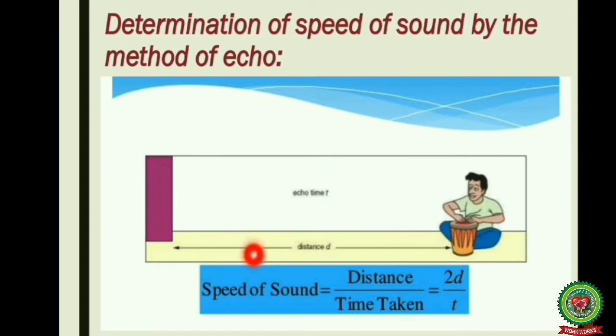Then the speed of sound is calculated by distance upon time. Here the distance will be taken as 2d. Why? Because sound has first travelled from the source of sound to the reflector and then it strikes back again. So the total distance is taken as d plus d, that is 2d, over the time taken, that is t, which is the time for the reflected sound.